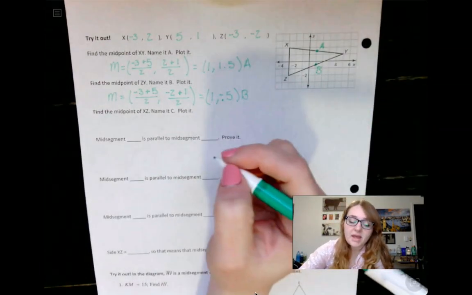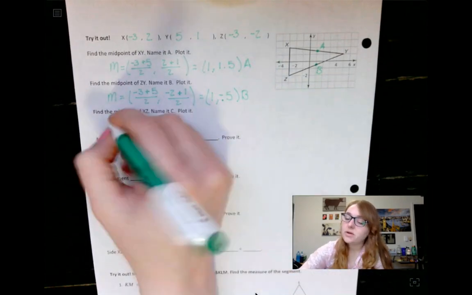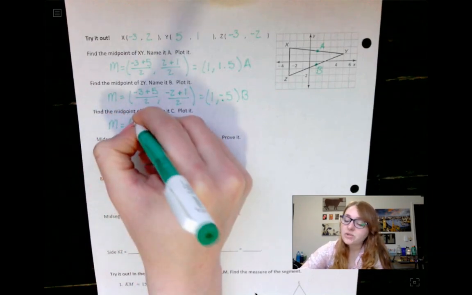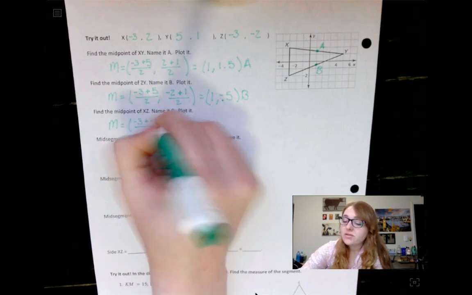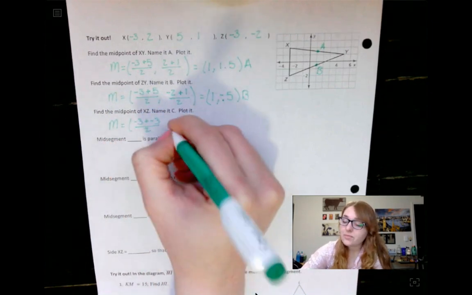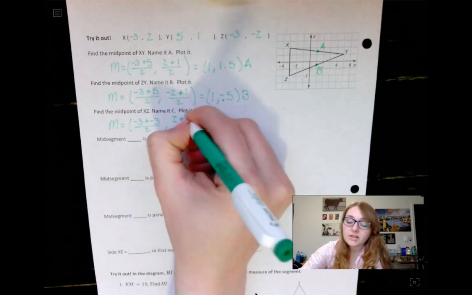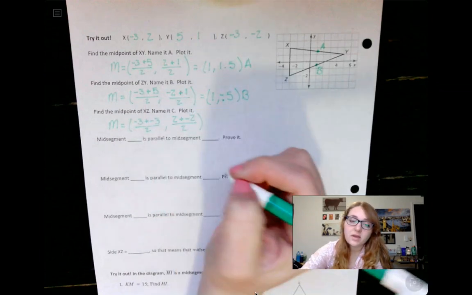So I'm going to make x my x1, y1, and z my x2, y2. So again, capital M for midpoint. x1, which is -3, plus my x2, which is also -3, divided by 2. And then my y1, which is 2, plus my y2, which is -2, also divided by 2.